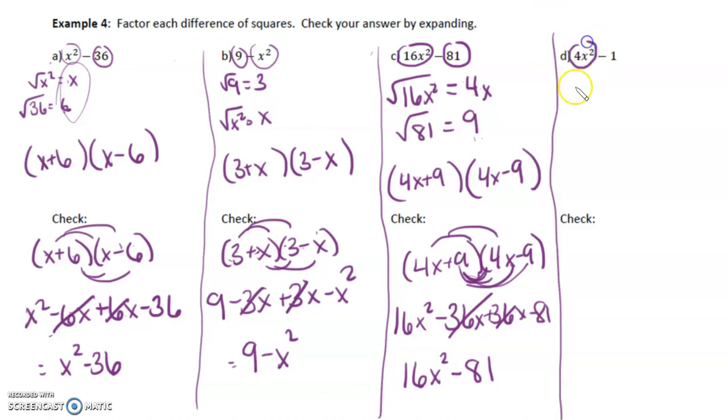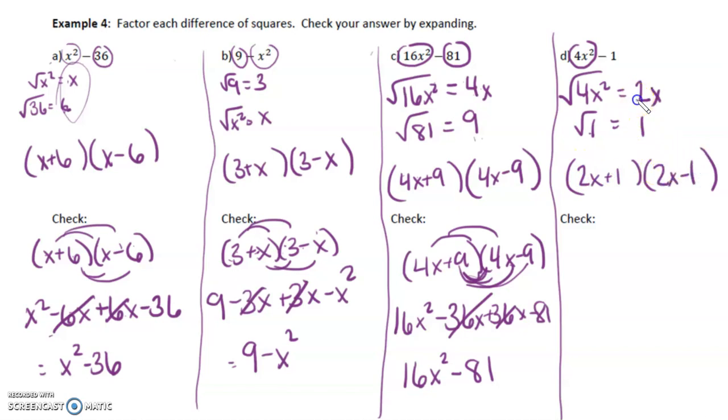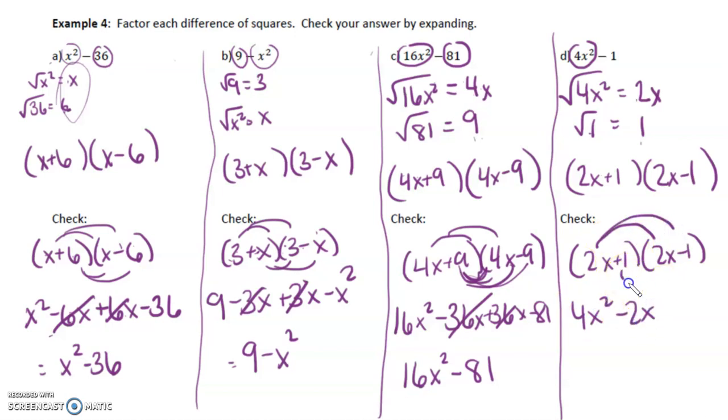Okay, last one. We're going to root 4x squared, and we're going to root 1. Root of 4 is 2, root of x squared is x, root of 1 is 1. Okay, so we get 2x plus 1, 2x minus 1. Right, take those two terms, they are the terms in your binomials. So if we wanted to go ahead and check our answer, 2x times 2x is 4x squared, 2x times negative 1 is negative 2x, 1 times 2x is positive 2x, and 1 times negative 1 is negative 1. Okay, we can cancel out minus 2x and plus 2x, and we get 4x squared minus 1.